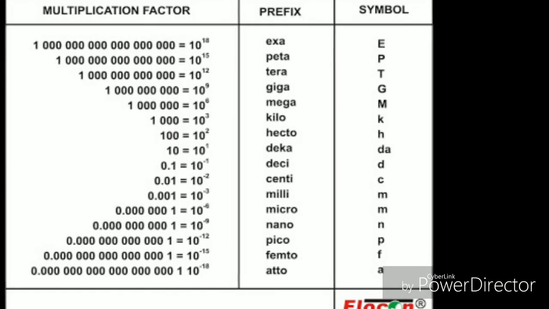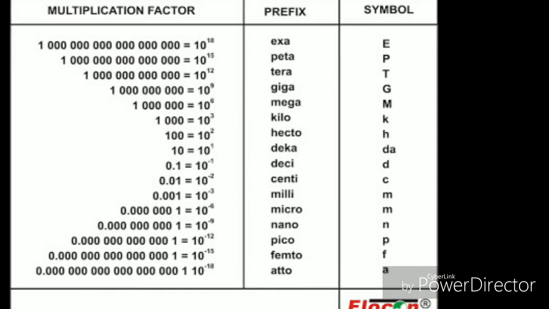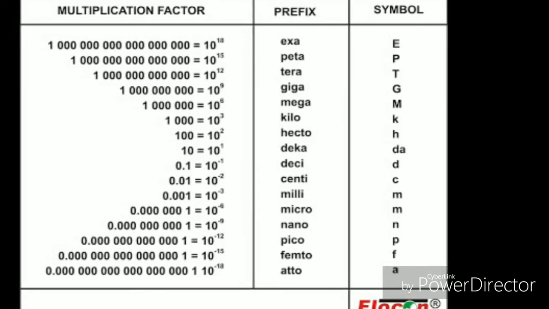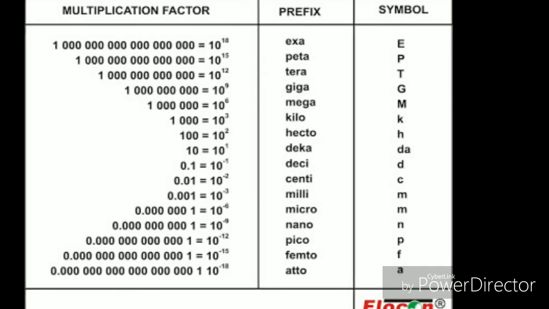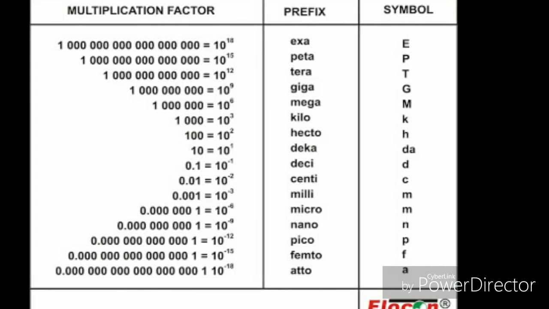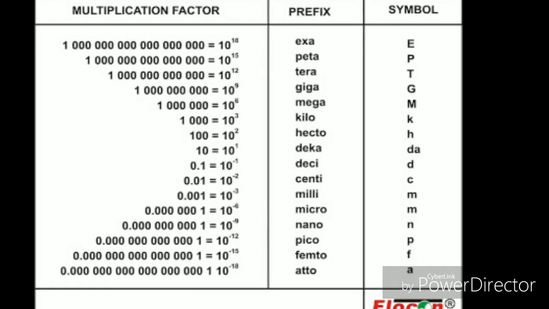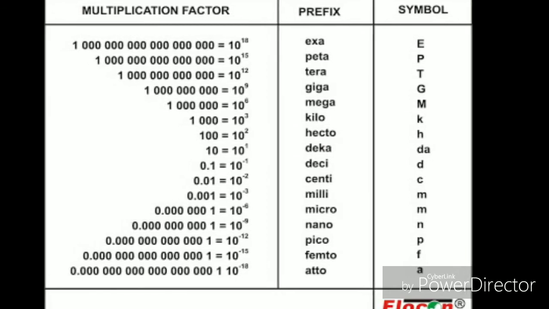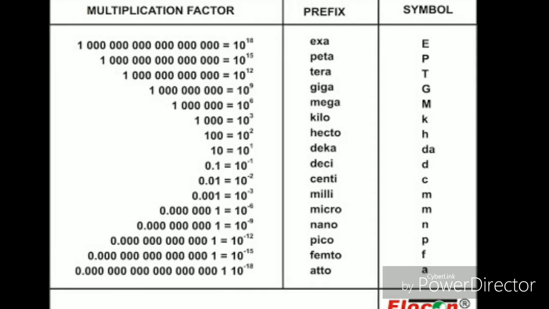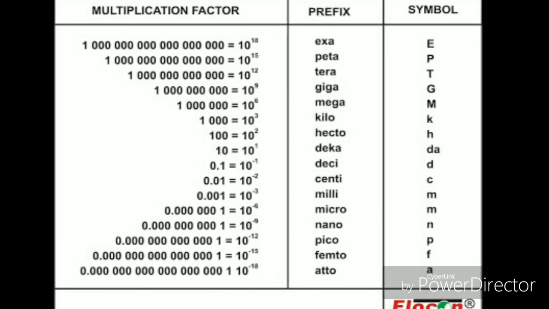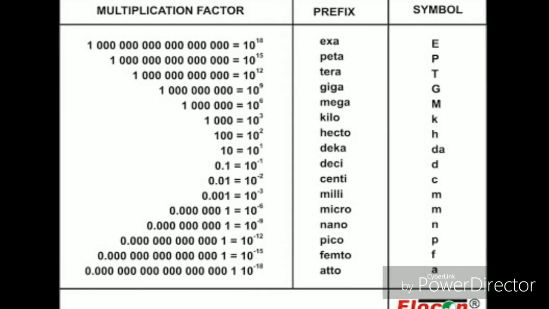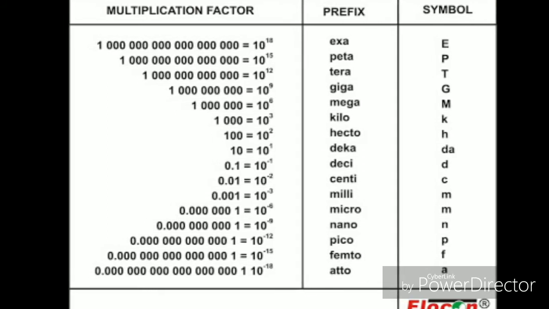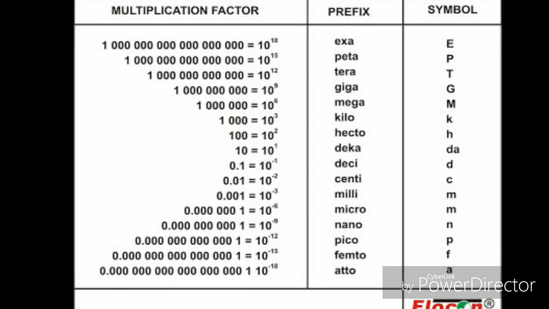Metric prefixes. First is deci. Deci means 10 raised to minus 1 and is abbreviated as d. Next is centi. Centi means 10 raised to minus 2, abbreviated as c. Milli means 10 raised to minus 3, abbreviated as m. Micro means 10 raised to minus 6. Nano means 10 raised to minus 9. Pico means 10 raised to minus 12. Femto means 10 raised to minus 15. Atto means 10 raised to minus 18.